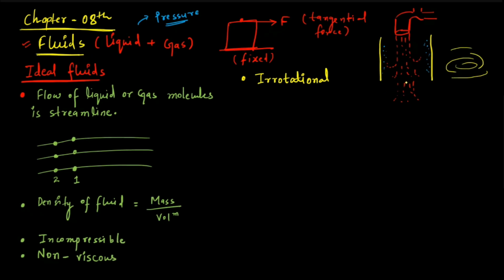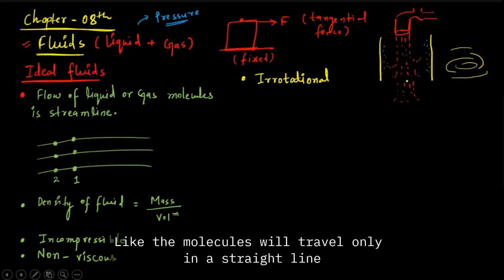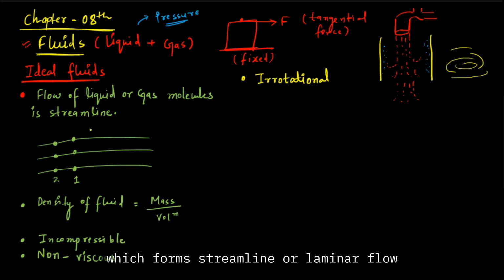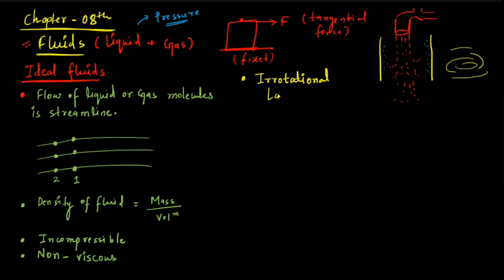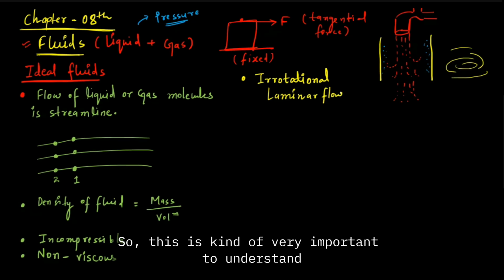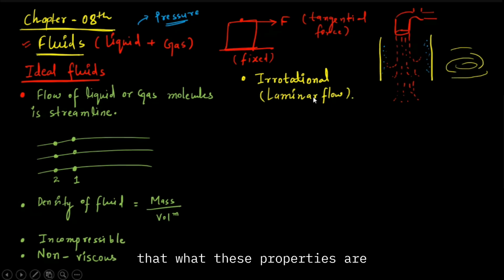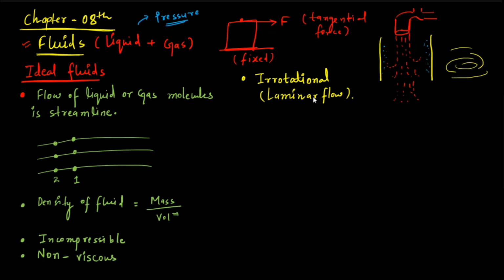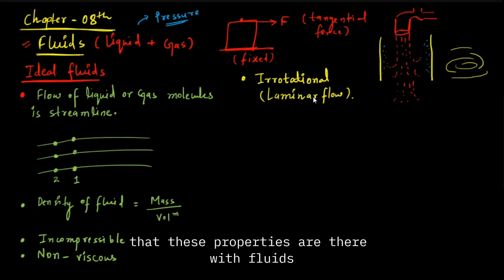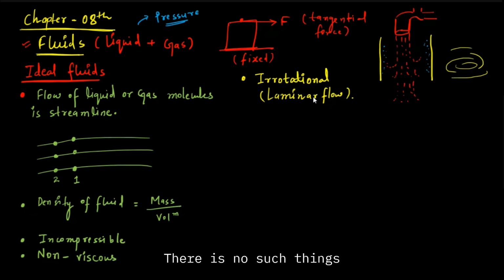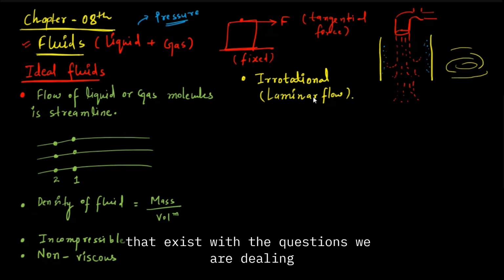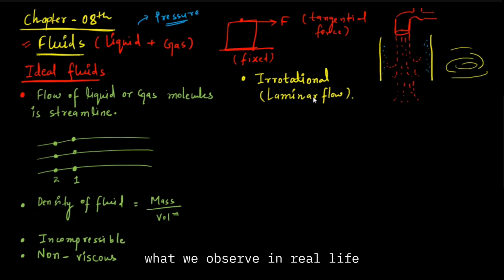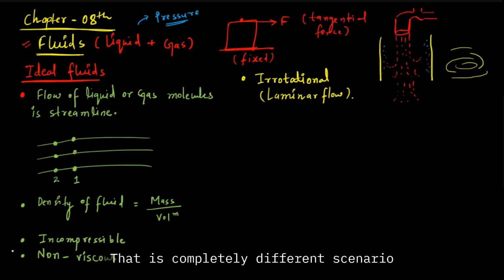But the fluid with which we are going to deal, that is ideal fluid, is going to be irrotational in nature. The molecules will travel only in a straight line, which forms streamline flow. We can also call it laminar flow. So it is very important to understand what these properties are. When we are dealing with such fluid or such phenomena, we have to consider that these properties are there with fluids. There is no such thing in the questions we are dealing with in comparison to what we observe in real life. That is a completely different scenario.